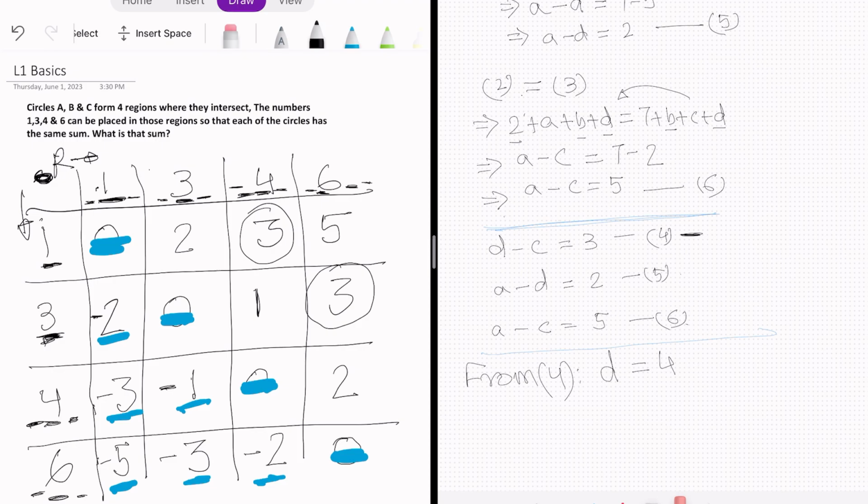So if D is 4, then C has to be 1. Or D could be 6, and in that case, C would be 3. This is one possibility.